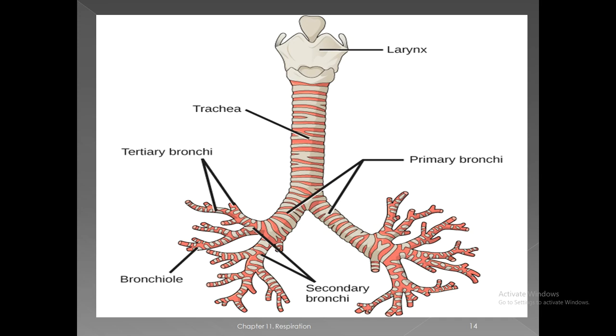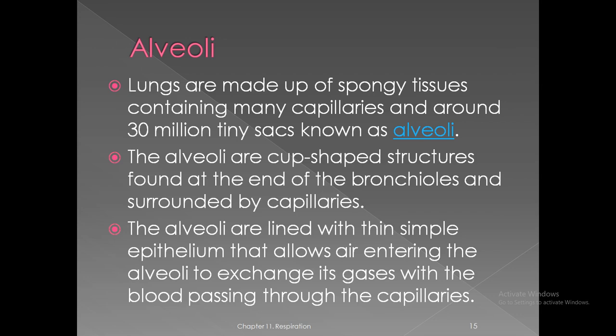Here is the diagram of the lower respiratory tract, which shows the trachea, the primary bronchi, secondary bronchi, tertiary bronchi, and then the bronchioles. Finally, we have the alveoli. We have millions of alveoli, these microscopic sac-like structures in our lungs, and the function of all of them is to exchange gas between the blood and the alveoli, where the air is present.